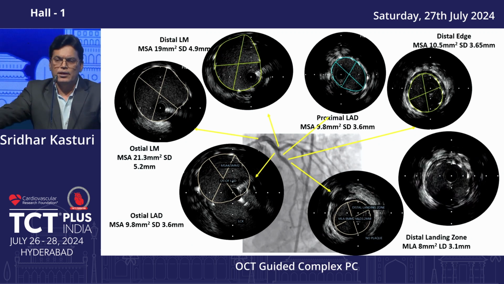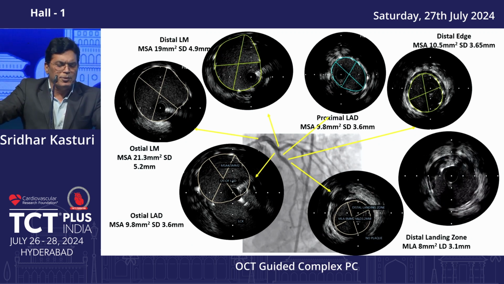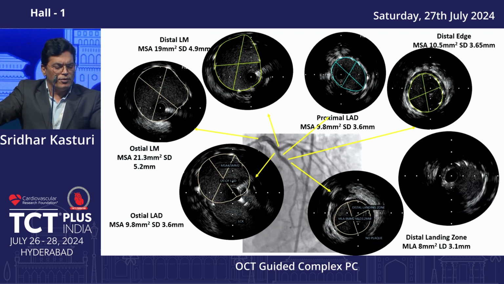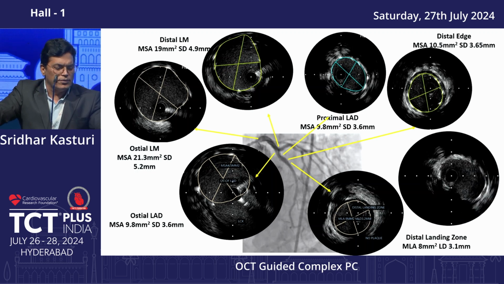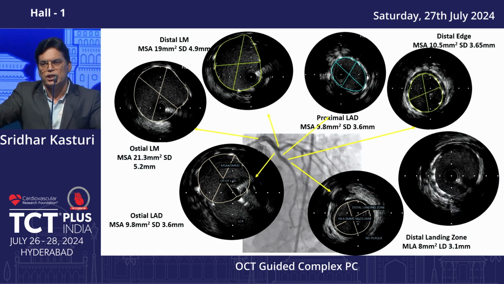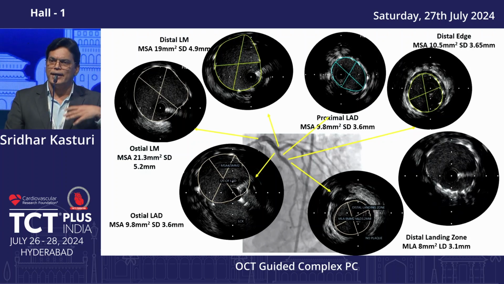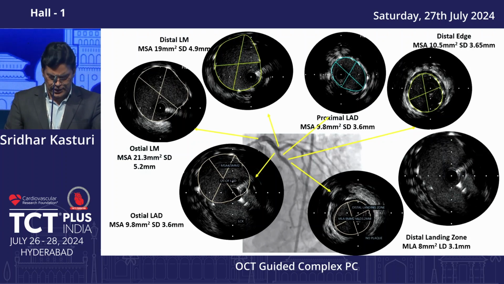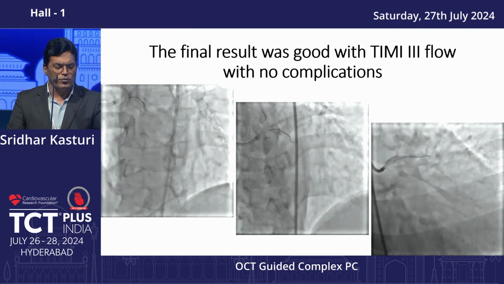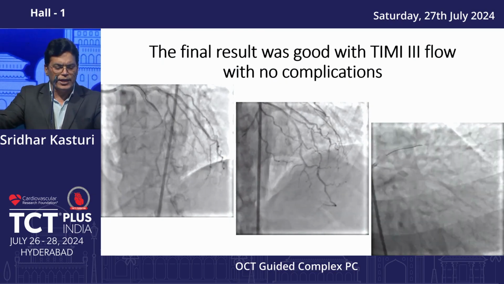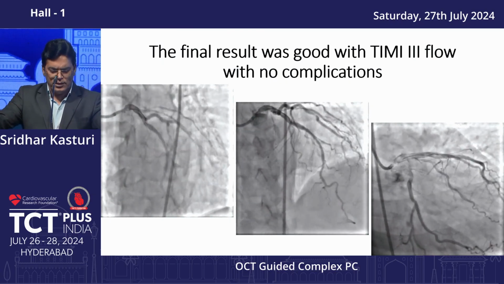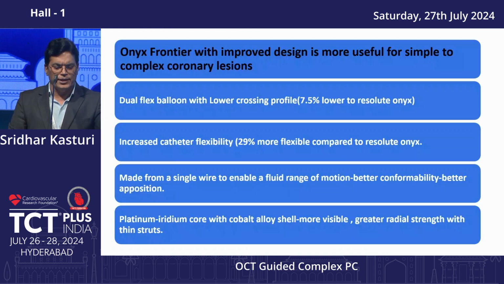The IVUS area we achieved in the left main is 21.3 square mm, and the area is about 5.2. It's a huge area. So the stent got expanded without any distortion. That is the reason we wanted to focus on this one. This is the final angiography result, with good antegrade flow of the LAD.